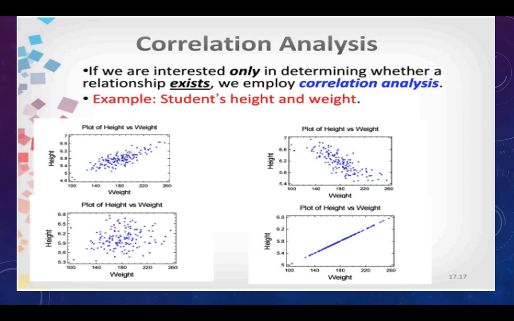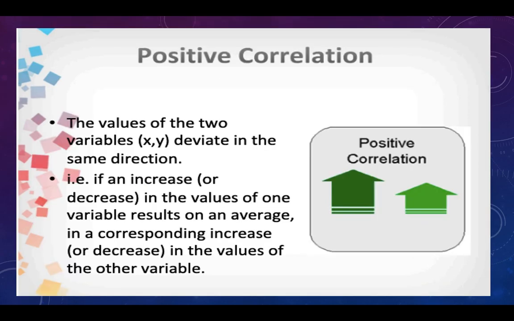Suppose I take one example, that is student height and weight. Suppose one person's height is more, the weight will also increase accordingly. So if you plot some graphs according to that height and weight, you can see there are multiple graphs I made according to the multiple values. So that is nothing but a correlation analysis between the two variables, height and weight.